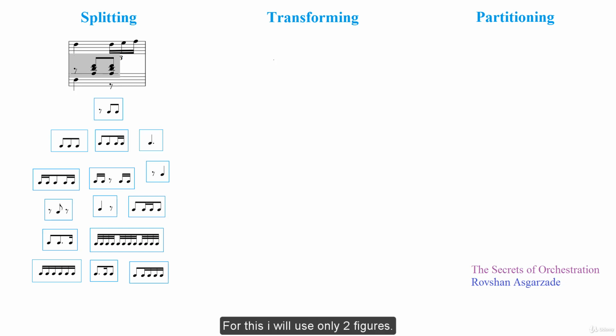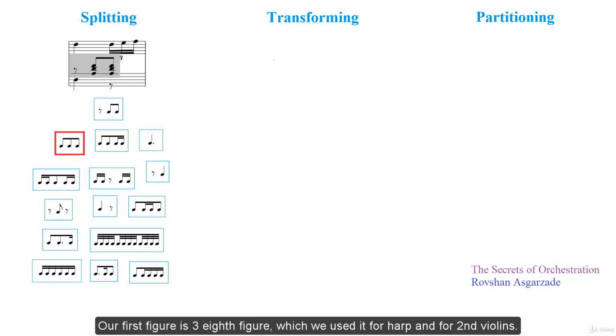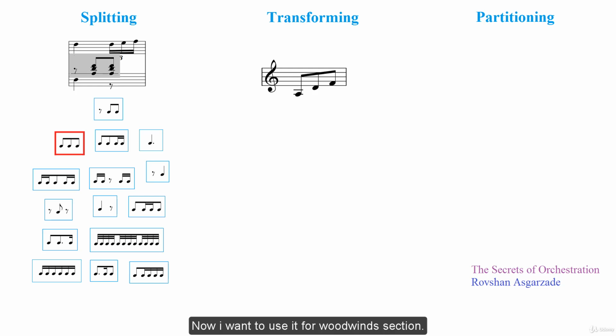For this, I will use only 2 figures. Let's start from the first. Our first figure is the 3/8 figure, which we used for harp and for second violins. Now I want to use it for the wind section. Of course, we can give this figure to each instrument, but I don't prefer to use doubling if I have the chance to transform it. Let's follow me. I will use the chain method, which I told you about in our earlier lectures. This method is very useful to maximize the material.